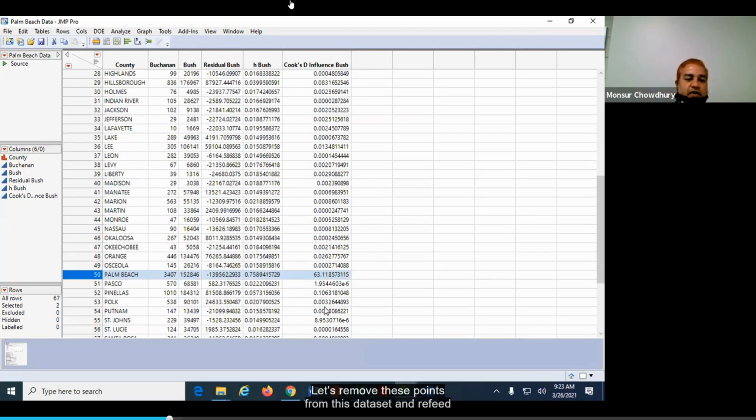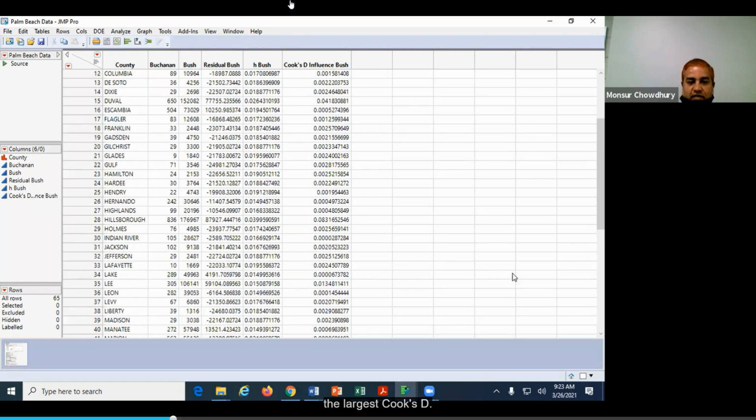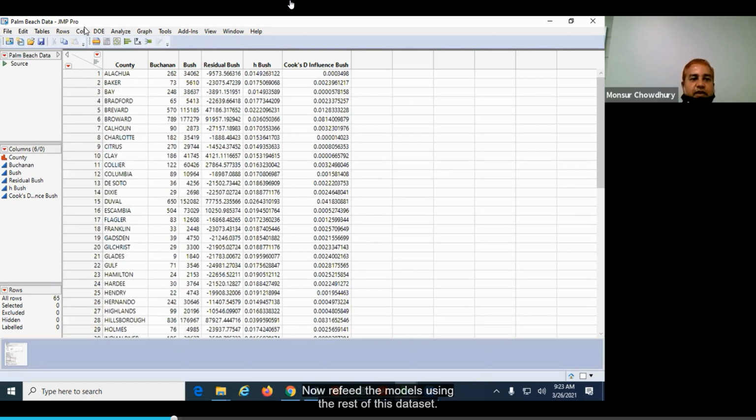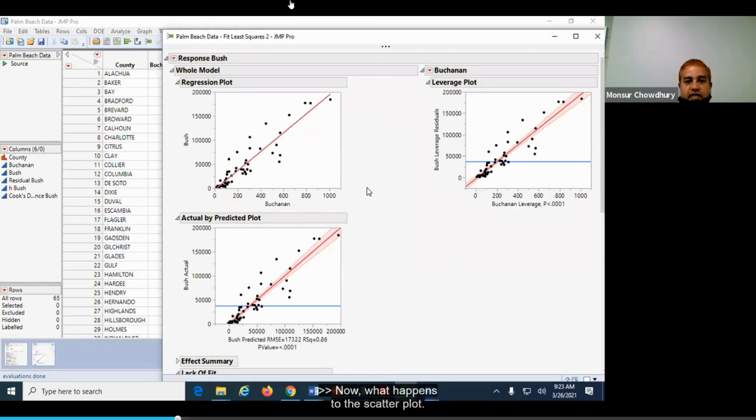So let's remove this point from this data set, refit the model, and then look at how things change. I deleted this row because we identified it as having the largest Cook's D. Now refit the models using the rest of this data set. Now, what happens to the scatter plot? We can see the difference now.